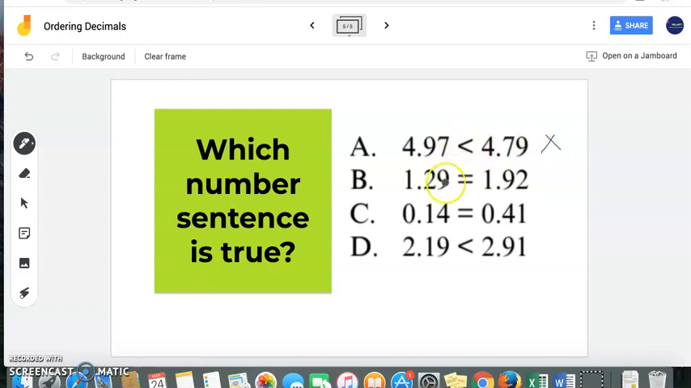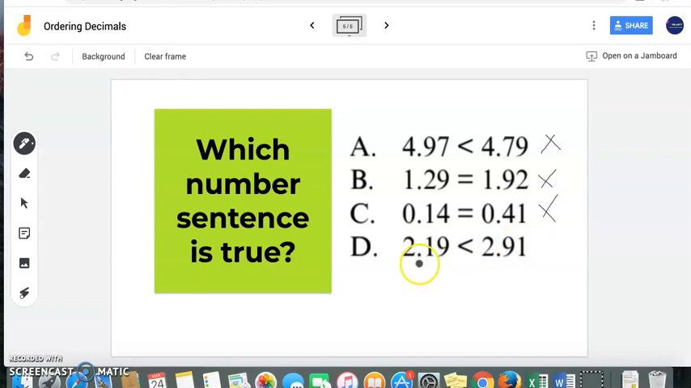Now 1 and 29 hundredths is equal to 1 and 92 hundredths. Are they the same numbers in the same order? No way. So that can't be right. And same here. 14 hundredths is equal to 41 hundredths. Those are two completely different numbers. So they cannot be equal. So that's not correct.